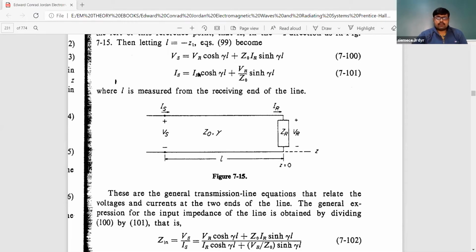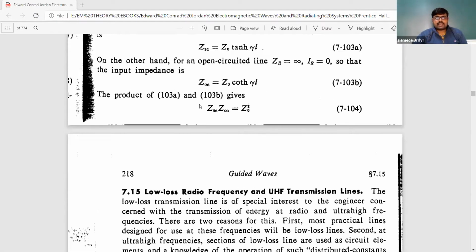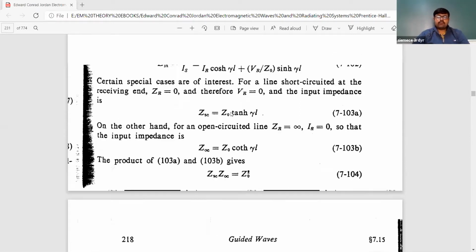That is the equation number 7101. And the rest of the equation, the ultimate equation we have established, is the relation between Z0 and the ZSC and ZOC. That means the short circuit condition and the open circuit condition with this particular Z0 parameter. So if you see the equation, ZSC multiplied by ZOC equals Z0 square, that is the equation number 7104. So they are talking about two different forms of the equation.